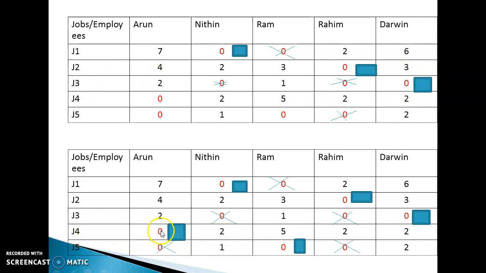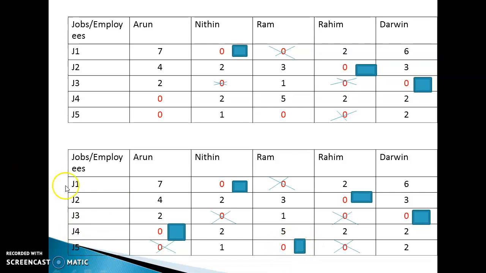Then you go to the fourth job. If you go to the fourth job, 1 0 is available here, box it. And if you see column wise, one more 0 is available. But Arun is now assigned job 4, so he cannot go for job 5. So just cross this 0. In this particular row, there are no more zeros. Then you come to the fifth row. This is already crossed because this person has already been assigned some other job. So this is pending. So put a box over here.